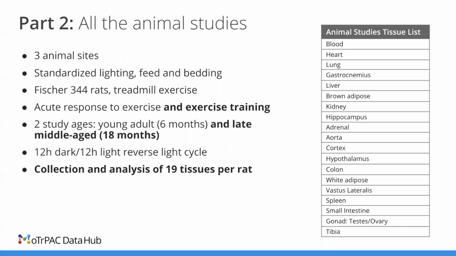Same light cycle. And then just as a highlight here, one of the strengths of the study is that we collected approximately 19 tissues for each rat. And just to give you a sense of all the tissues that are stored, that's on the table there on the right side. So different parts of the central nervous system, different organ systems, and obviously things that have never been studied before with exercise.